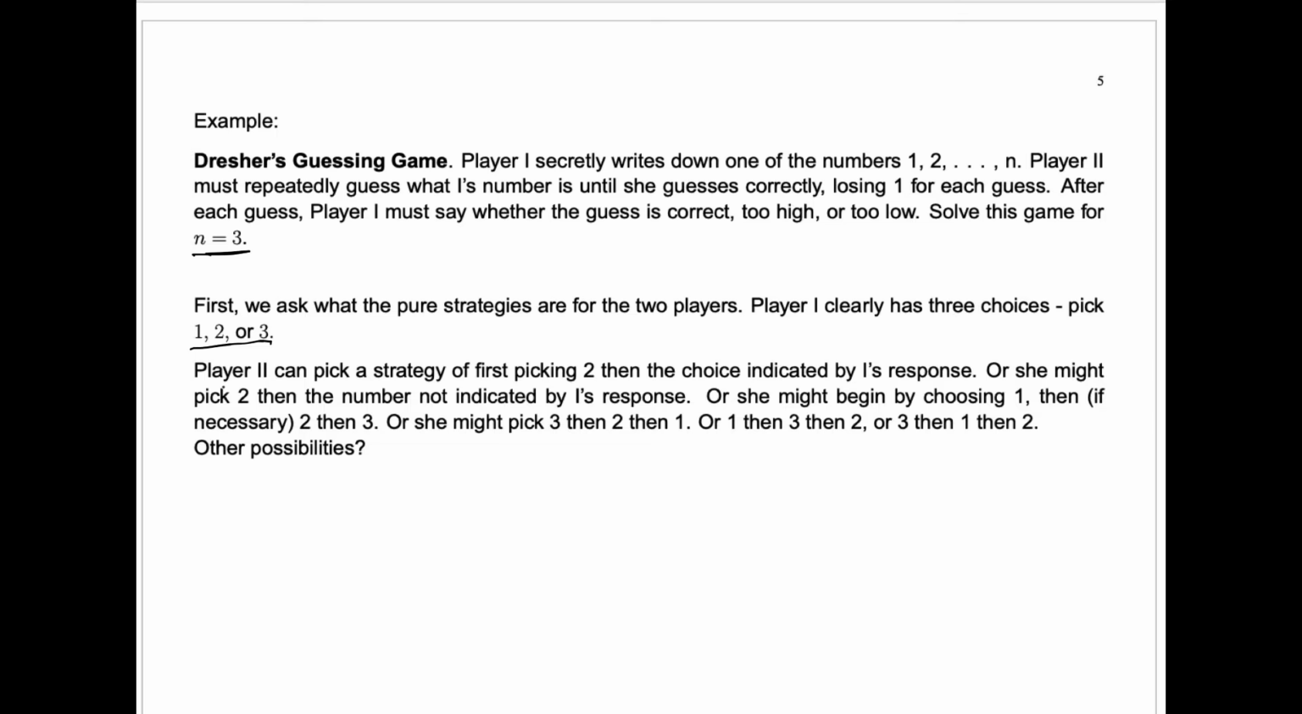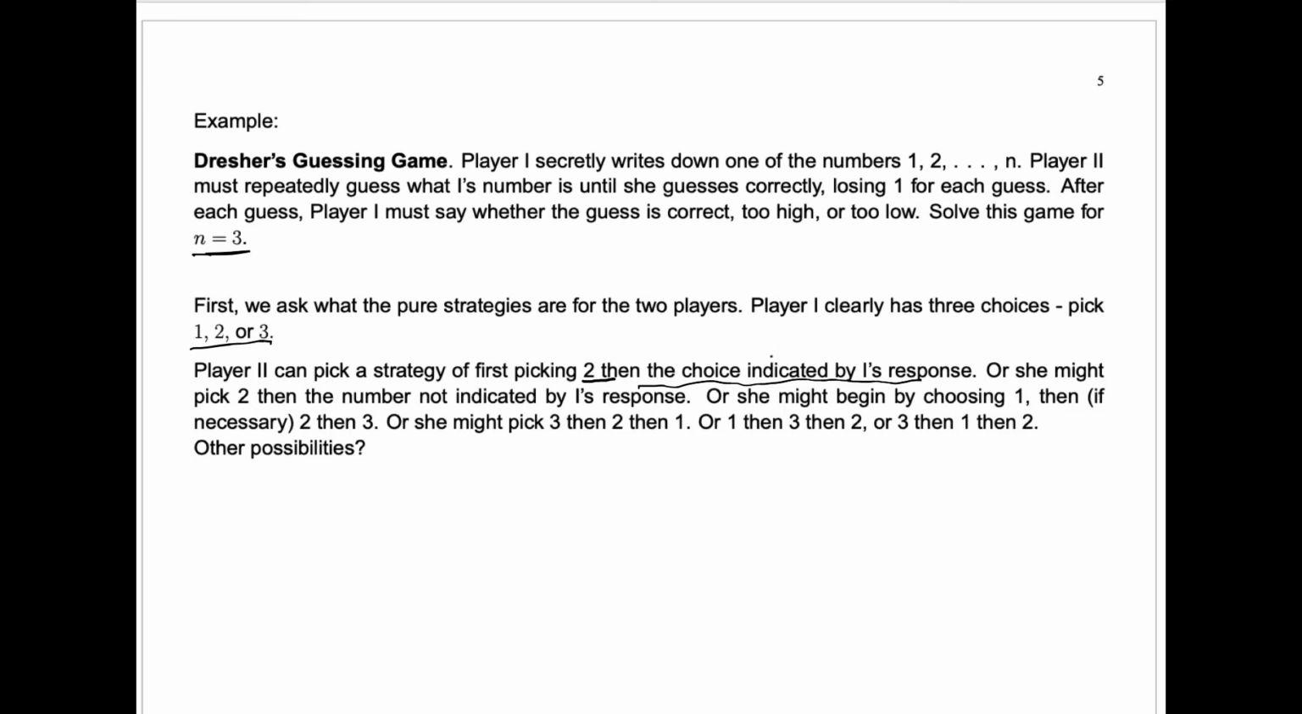So here are some examples. Player 2 can have a strategy that says, I'm going to try to pick 2 first, and then of course player 1 will tell me whether my guess is correct, too high or too low, and if it was too high or too low, I'll then know what the correct answer is, and then I'll pick the choice that's indicated by player 1's response. So I'll just call this the pick 2 first strategy and do the right thing.